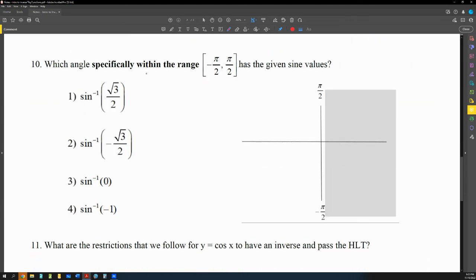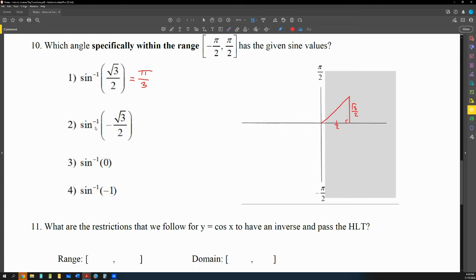Number 10, which angle specifically within the range, negative pi halves to pi halves, again, quadrants 4 and 1, have the given sine values. So looking at this, we have the inverse sine of root 3 over 2. We're looking at the positive value, root 3 over 2. So that must be a positive y value in quadrant 1. So if I draw my triangle here, we have root 3 over 2. My horizontal component is going to be 1/2. My reference angle, that angle across from the root 3 over 2, is going to be 60 or pi thirds. So my answer, the inverse sine of root 3 over 2, is going to be pi thirds. Okay? Our reference angle is going to be our inverse sine here.